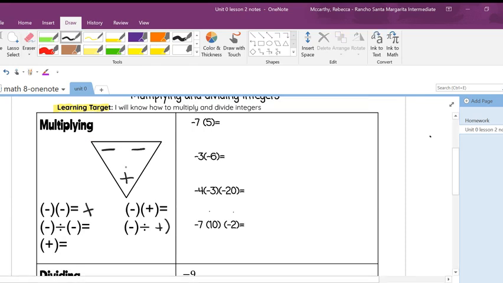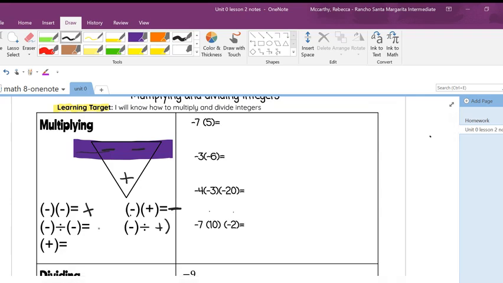I'm going to use that same idea when I do a negative times a positive. I'll cover up a negative, and I'm going to cover up the positive, and the only thing showing is a negative, so I know it'll be negative. When I divide, the same rules apply. I'm going to cover a negative divided by a negative. I'm going to cover the two negatives, and the only thing showing is a positive, so I know that's a positive.